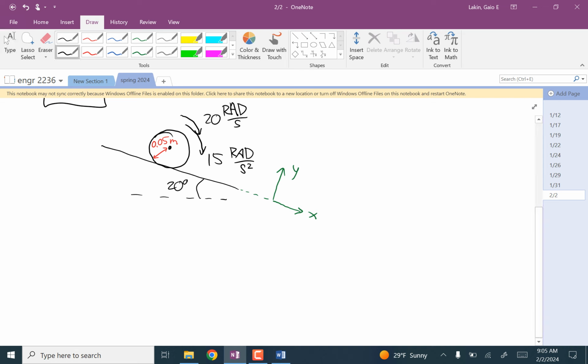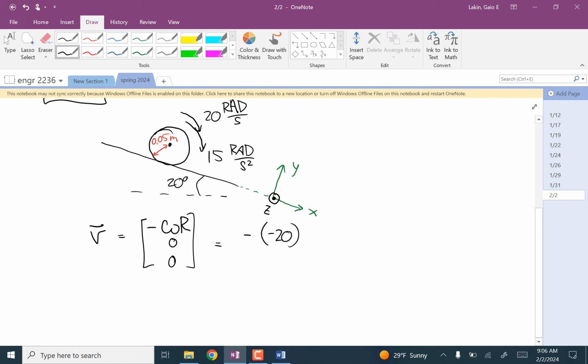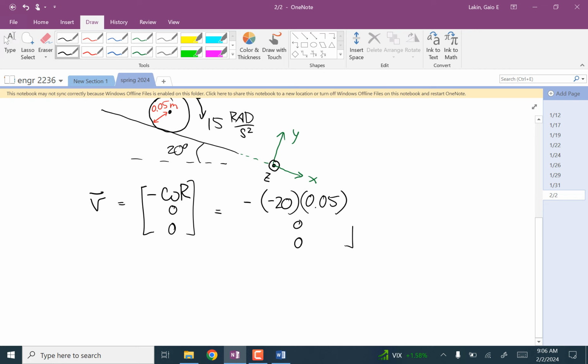If you think of omega as, so the positive z-axis is going to be coming out towards us. So omega and alpha, you can think of both of those as negative. And so the velocity vector is going to be negative omega times r, which is negative of negative 20 times 0.05, 0, 0. Or that just comes out to 1, right? Yes.